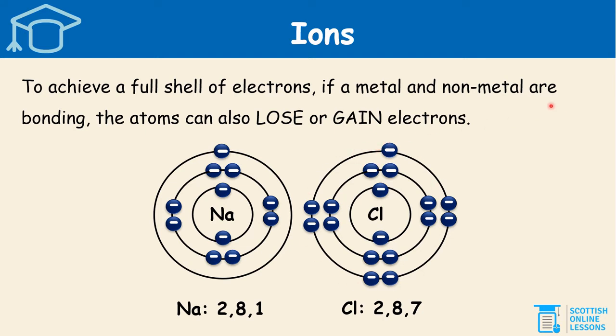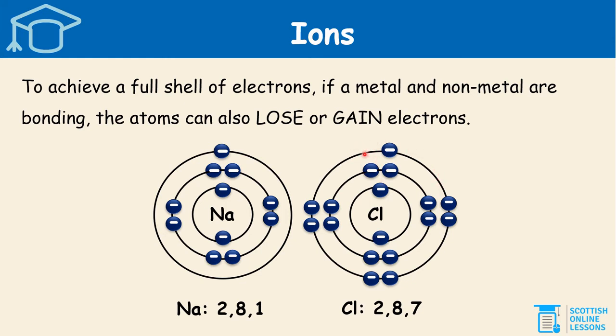Now, in order for sodium to get to a full shell of electrons, it either has to gain 7 electrons to get to a full shell of 8, or lose this 1 electron, and it will lose its entire outer shell. Chlorine is in a similar situation. It either needs to lose 7 electrons from its outer shell to get to a full shell of 8, or gain 1 electron.